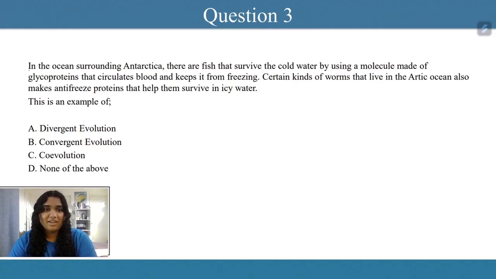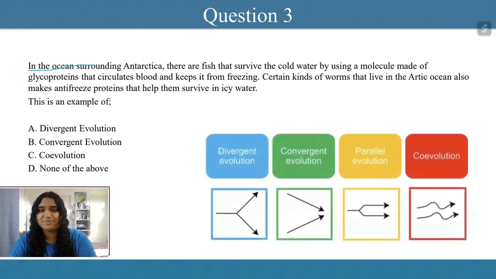Question 3. In the ocean surrounding Antarctica, there are fish that survive the cold water by using a molecule made of glycoproteins that circulates the blood and keeps it from freezing. Certain kinds of worms that live in the Arctic Ocean also make antifreeze proteins that help them survive in icy water. This is an example of divergent, convergent, coevolution, or none of the above. Have a go at answering, and here is your explanation.